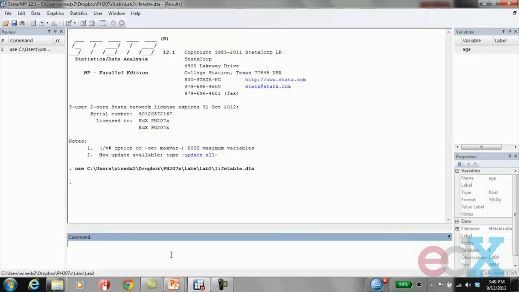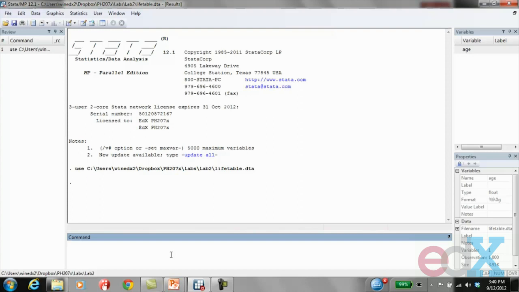In this module, we're going to be using Stata to compute life tables. The dataset we're going to be using is called lifetable.dta, and this dataset was generated from one of the first life tables ever recorded, which dates back to the late 17th century. Now this dataset has 1,000 observations and only one variable, age, which represents the death times.